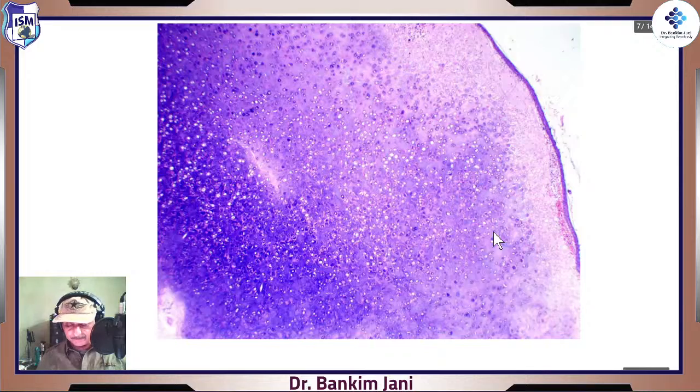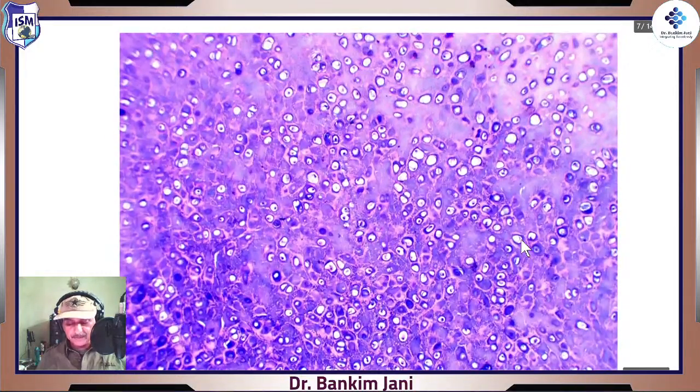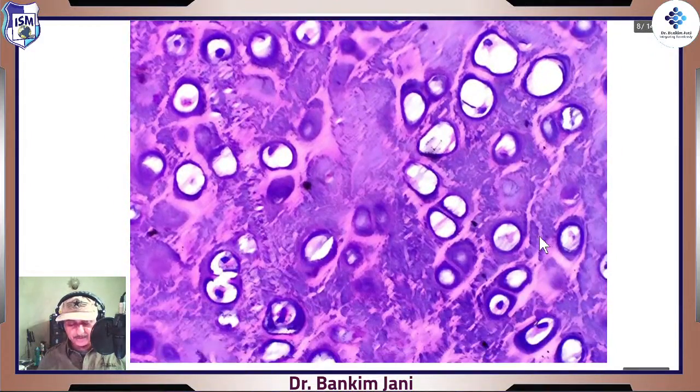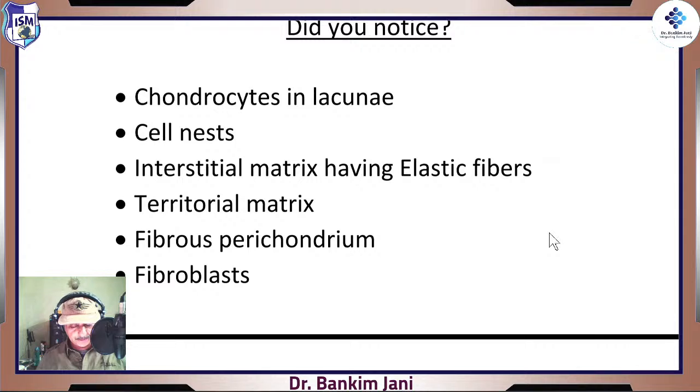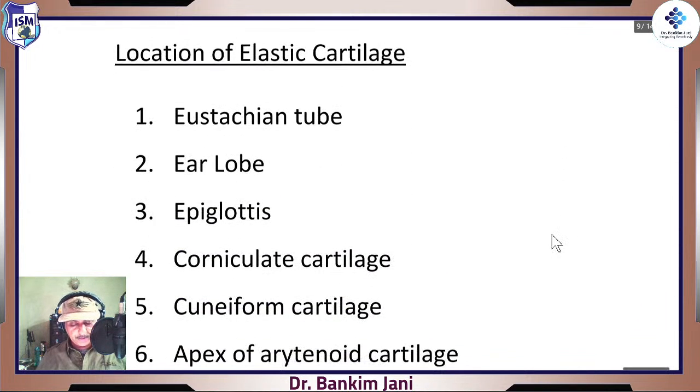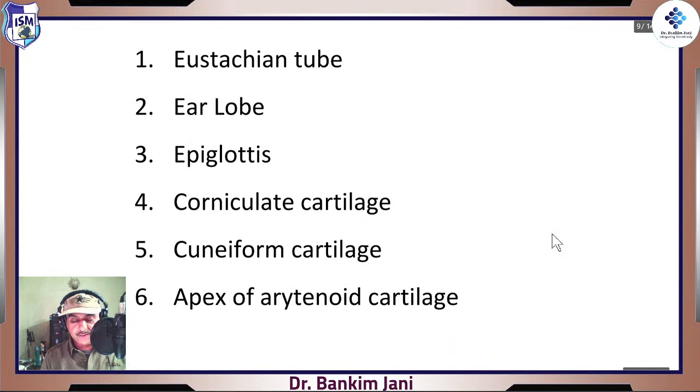Here it is. See, these are the areas. Here it is. Here it is. So nicely seen, big ones, right? Such a good cell nest is seen with a very prominent territorial matrix. That's elastic cartilage, right? And it is found in the eustachian tube.